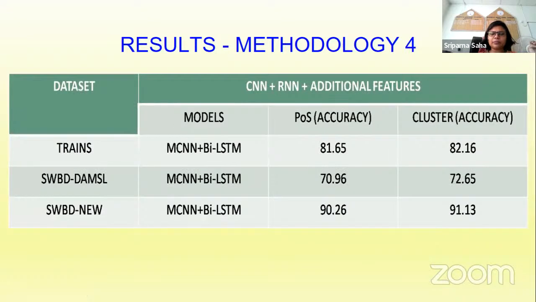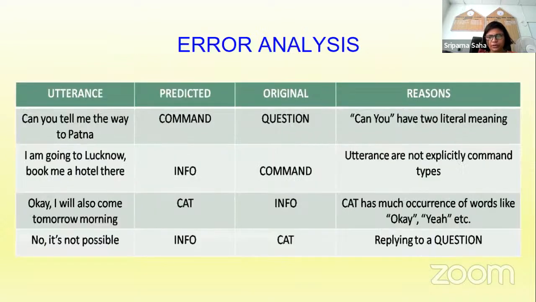And this is methodology 4. We are using deep learning based techniques. We are using CNN, RNN, and the additional features. You can see the results: with the part of speech, we are getting 90.26, and with the cluster, we are getting 91.13.